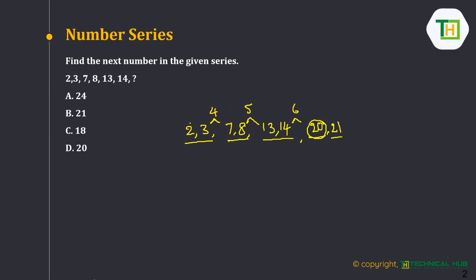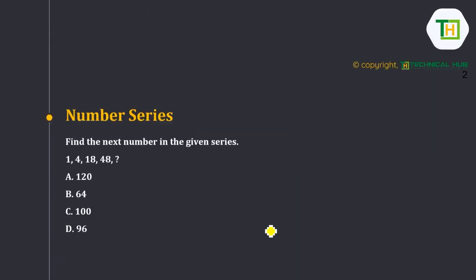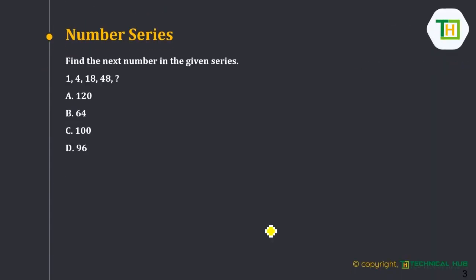So let's move on to the next one. Find the next number in the given series: 1, 4, 18 and 48. Someone said alternate series for the previous question, and that might be the logic also. For a single question, there may be 3 or 4 logics, but every time you will get the same answer. I'm not saying that a particular question will have only one logic that you have to follow. One question may have 2 or 3 logics. So what is this here? 1, 4, 18 and 48.